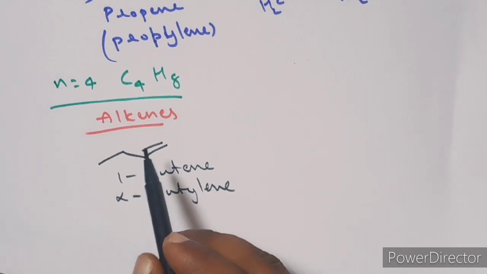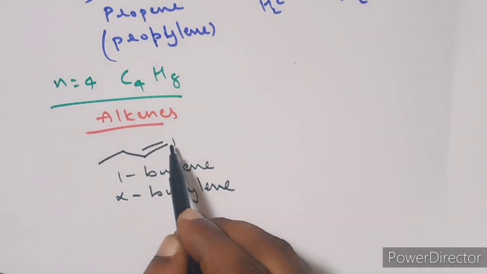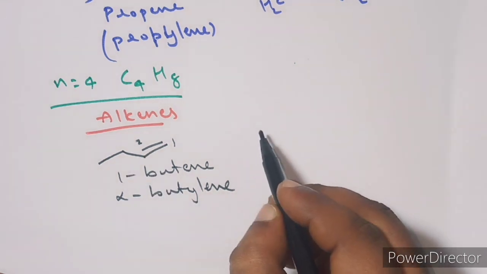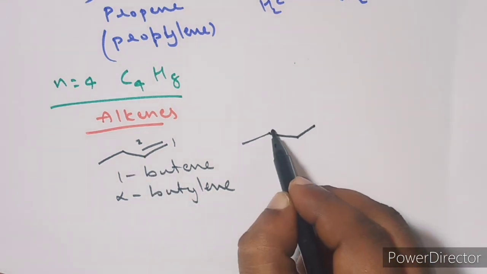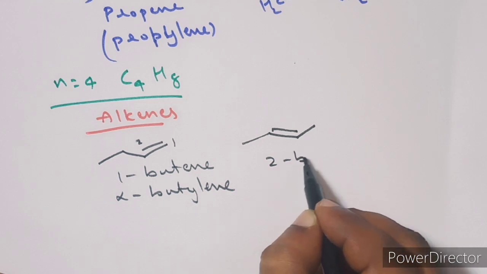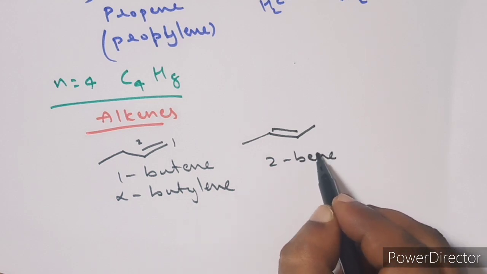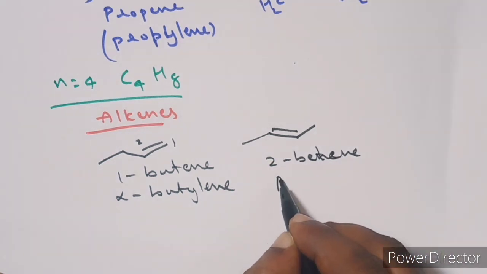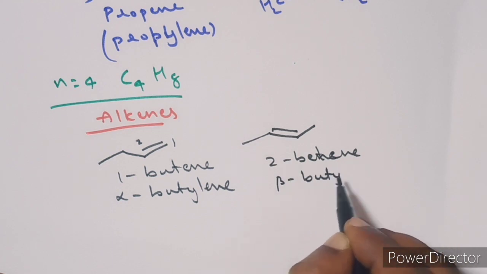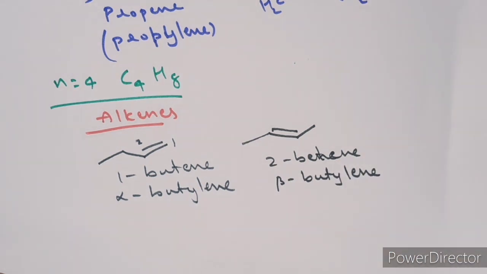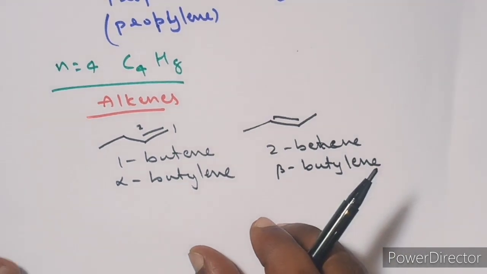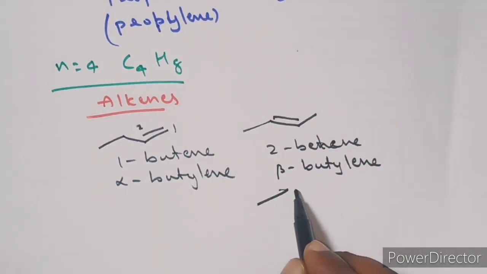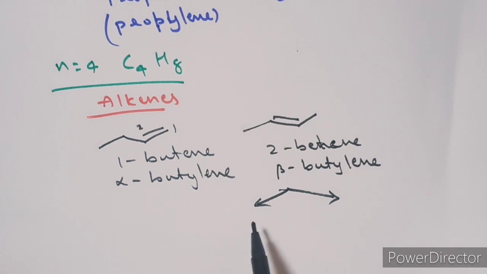And now what you do is change the position of this double bond from the first to the second position. If you change the position, you can write another alkene. This is called 2-butene, and its common name is beta-butylene. In this beta-butylene, guys, it can show geometrical isomerism now, so you can write two isomers: cis-2-butene and trans-2-butene.